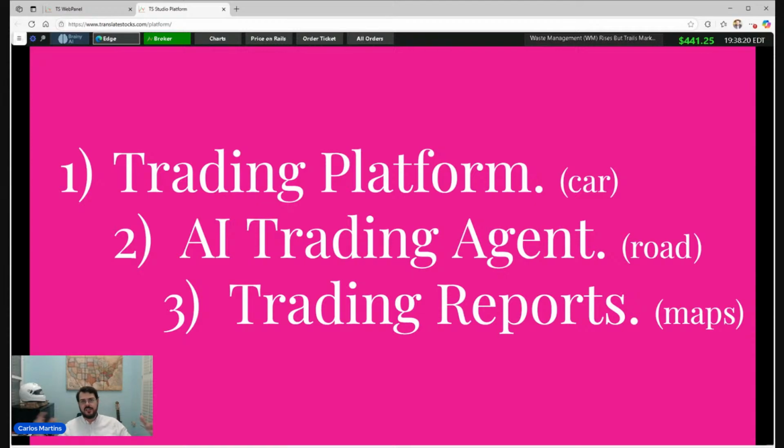You have your preferences. You can change it whatever you want. You can use more than one if you want. Like today, I want to use this. Tomorrow, I want that. But it's taking you from point A to point B for certain because you have the road, that's the AI trading agent, and the maps that are the trading reports.